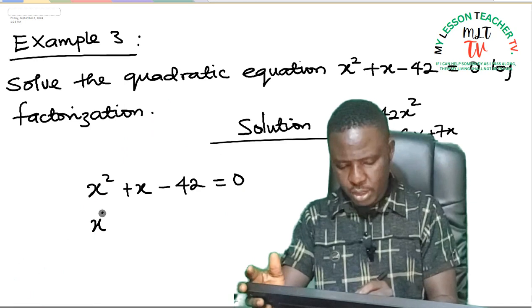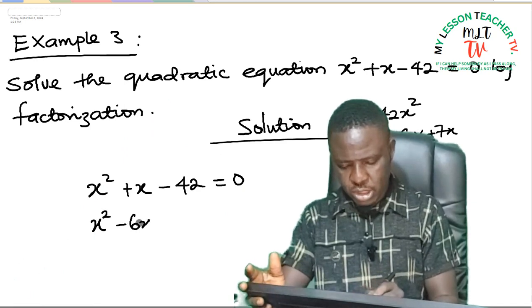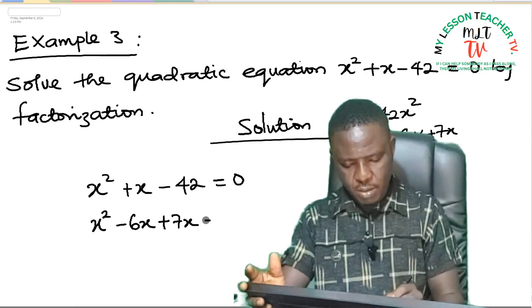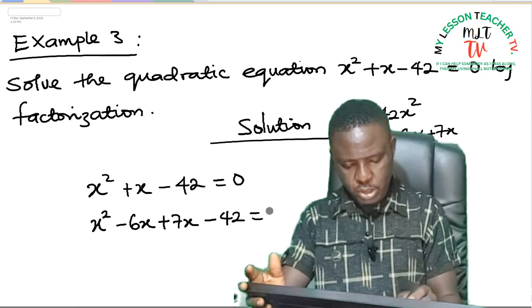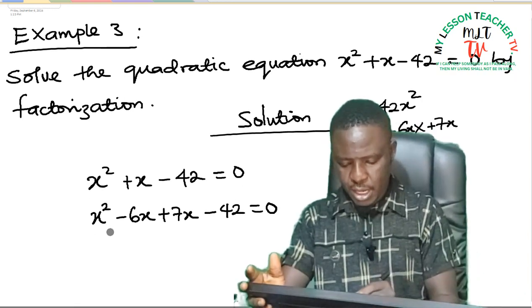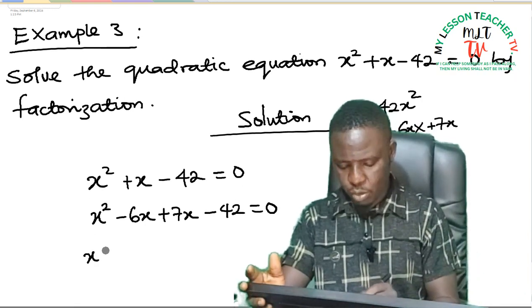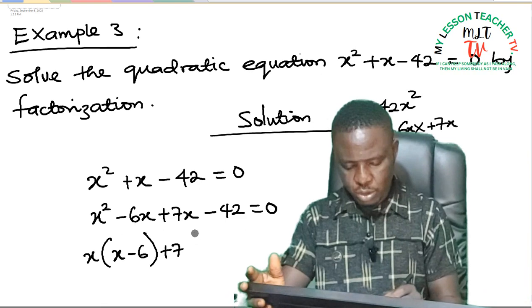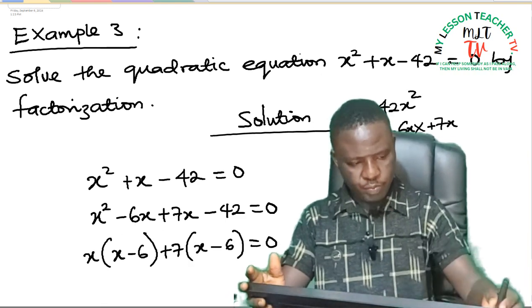So this becomes x squared minus 6x plus 7x minus 42 is equal to 0. We then factorize them in twos. Among the first two terms, x is common, into bracket x minus 6. What is common in the next two terms? Plus 7 is common, into x minus 6 is equal to 0.